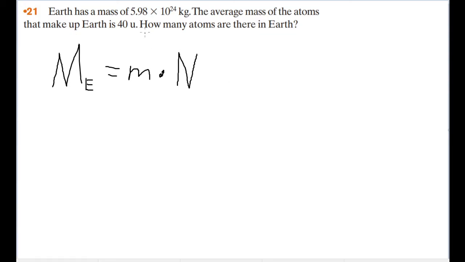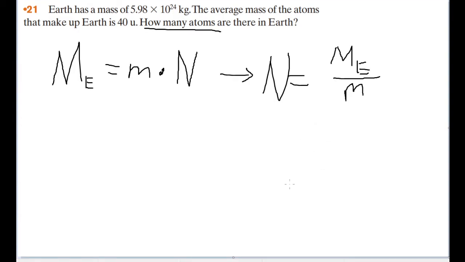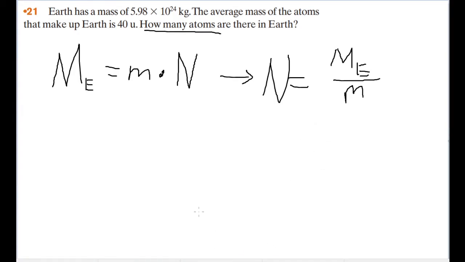Or, since we want to find that number, some very basic algebra will tell us that the number of atoms in the Earth is simply going to be equal to the mass of the Earth divided by the mass of those atoms. So, very easy algebra. We already have the equation we need. All that's left is to plug and chug and also do some unit conversion.